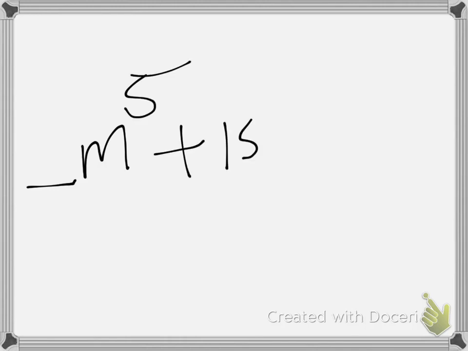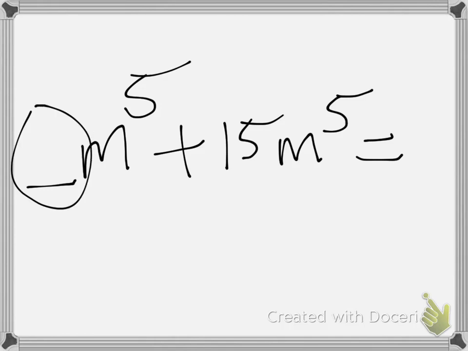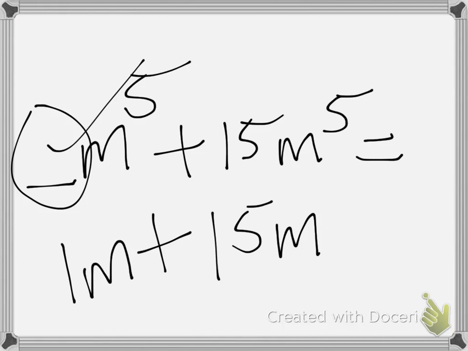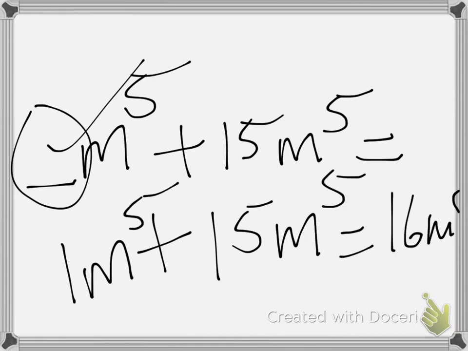Or say if we had an equation like this. The first thing you should be thinking about is, is there a number right here? The answer should be yes, because that is 1. So that'll be 1m plus 15m, which gets you 16m to the fifth.